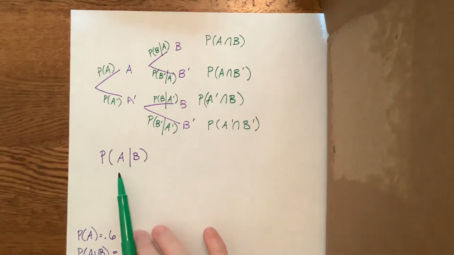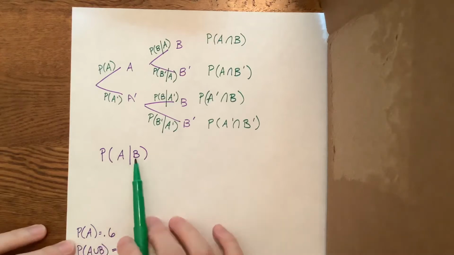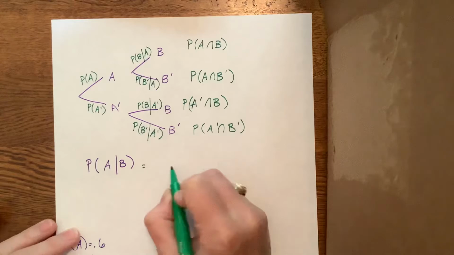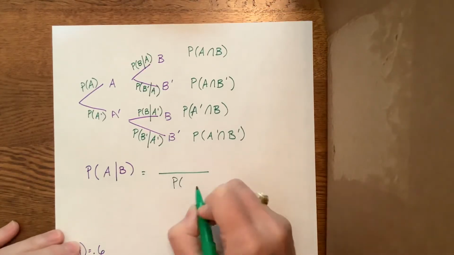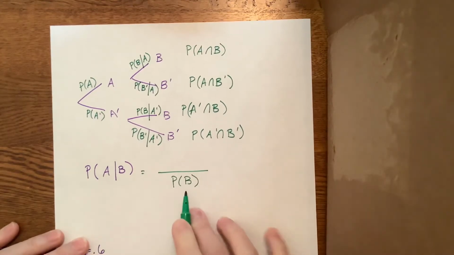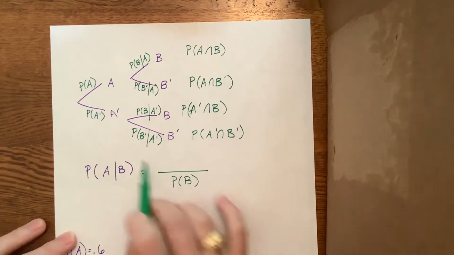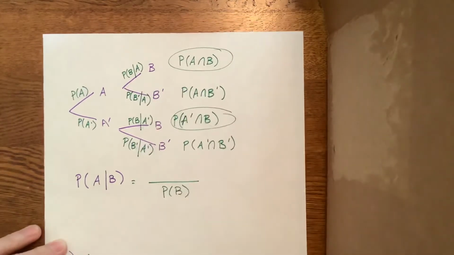So if I want to find the probability of A given B, what I need to do is, well, we said that we're changing the world we live in, and so we want to divide this by the probability of B. But how did we get the probability of B? Well, we get B from this place here and this one here.